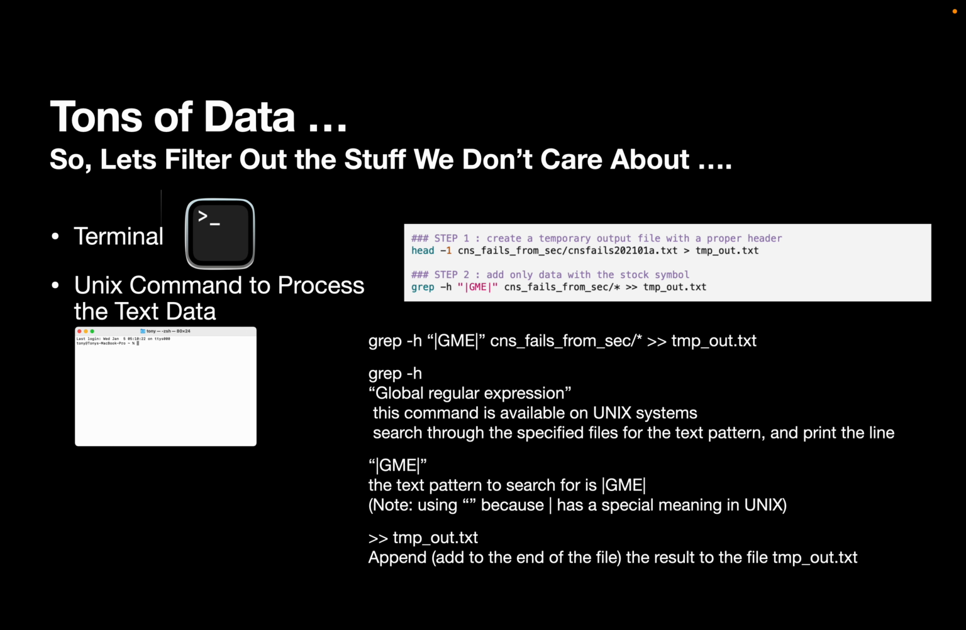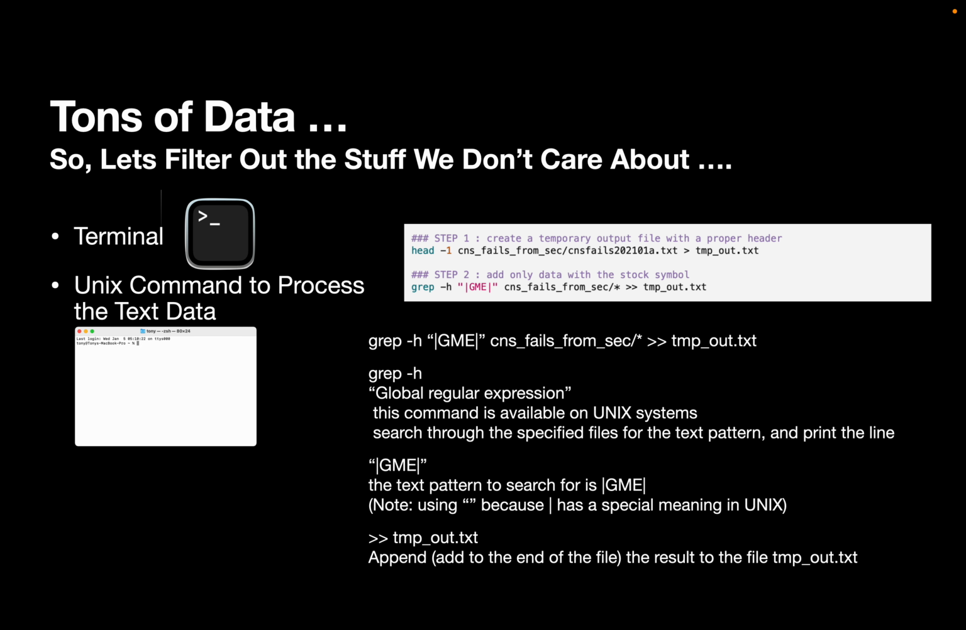The second command is grep, and what that does is, now we have a file that's created called temp_out, but all it has is header information, right? So we'd like to fill that up with the stock information, but we only want to fill it up with the stock information for the stock we're interested in, right? So we're going to use a grep command. The grep stands for Global Regular Expression. It's a very powerful command. It's available on Unix systems, and it lets you search through files that you specify for a particular text pattern, and then it prints the line that text pattern is on.